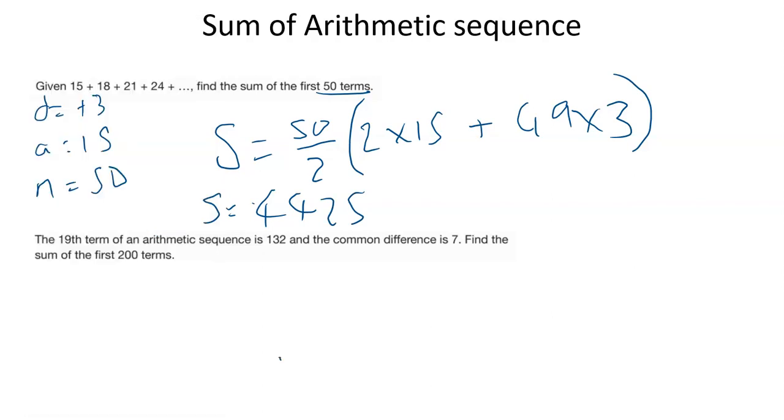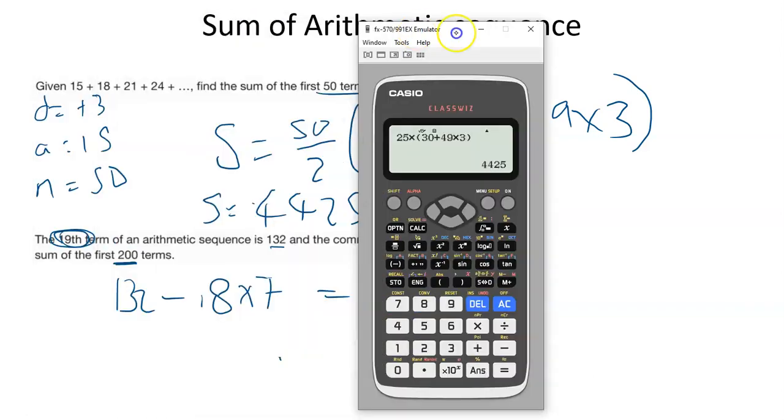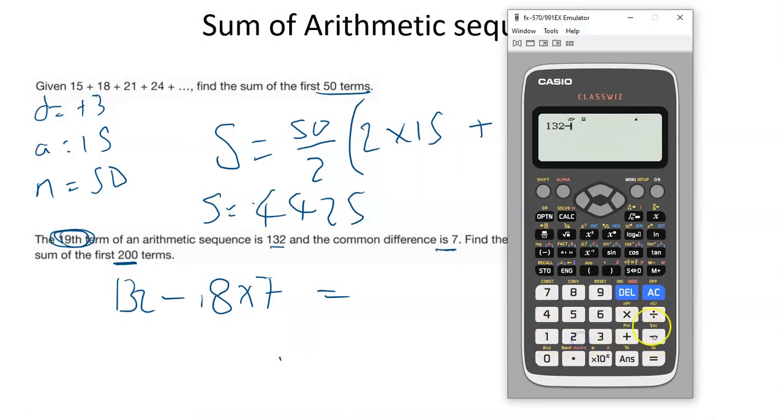Right, slightly more complicated here because they've told us the 19th term of an arithmetic sequence is 132. The common difference is 7. Find the sum of the first 200 terms. So I need to find the first term. Okay, well that's not too bad. To go from the 19th term down to the first term is 18 steps back, isn't it? 19 minus 1 is 18. So 18 steps back of 7. Okay, and if we do our 19th term, 132 minus that, that will give us our first term. So what was that? 132 minus 18 lots of 7 is 6.